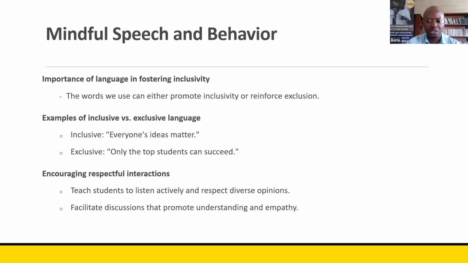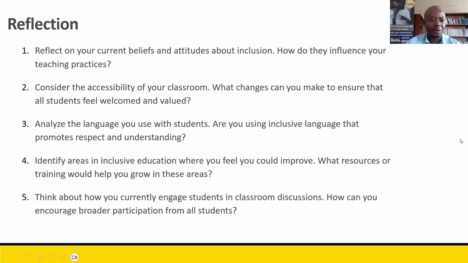Looking at the time, I don't know if someone has some behavior we can also learn from you that you use to promote inclusive learning. And while we are thinking on that, we have a few points for reflection, and I'm going to read through. The first one: reflect on your current beliefs and attitudes about inclusion. How do they influence your teaching practices?